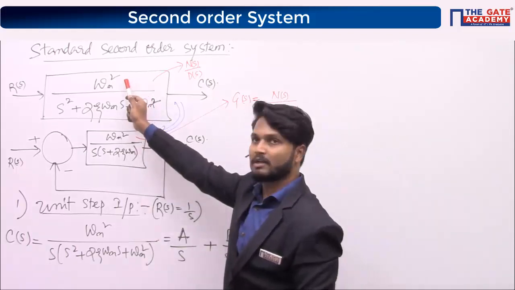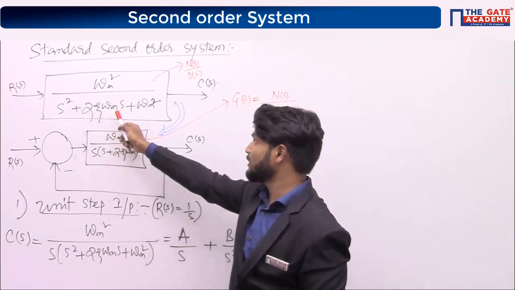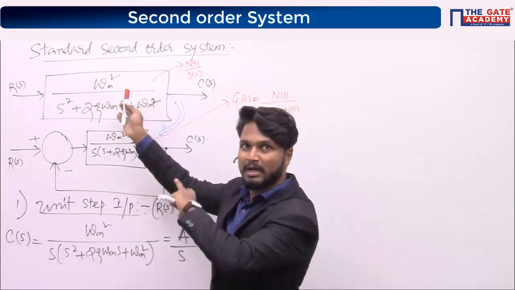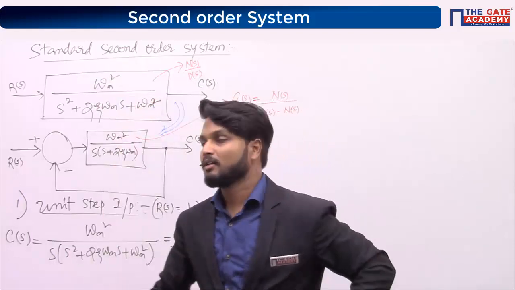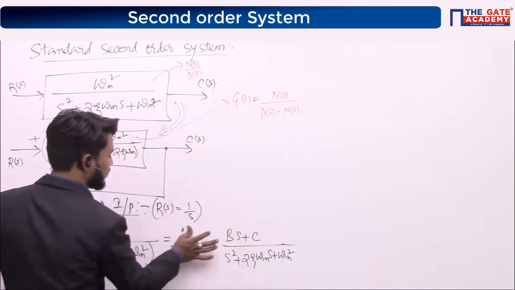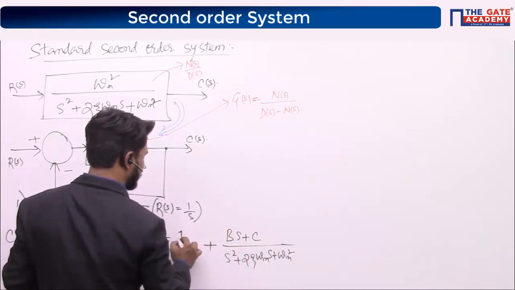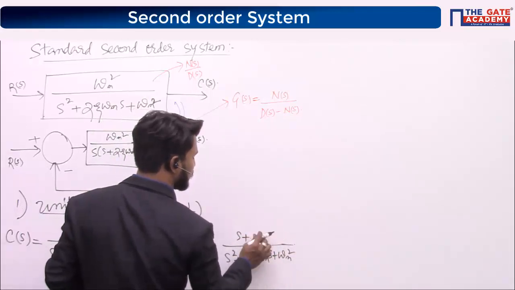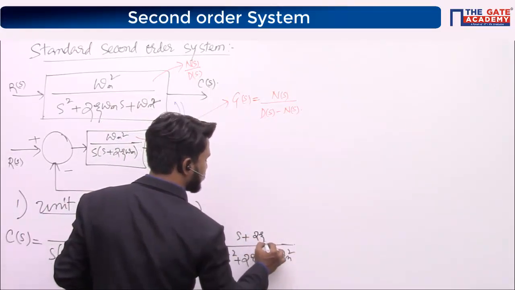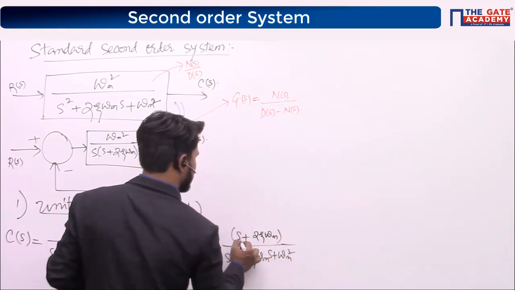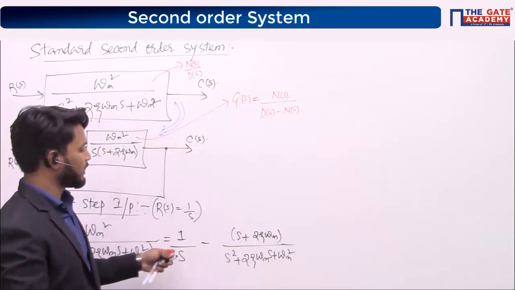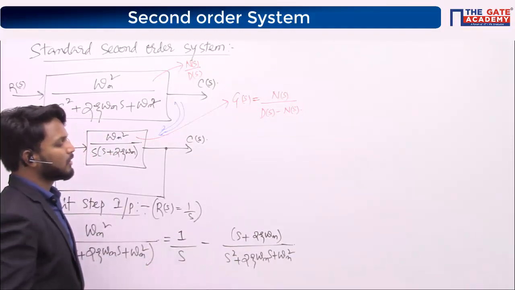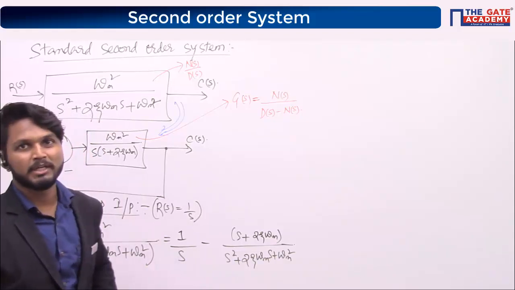Numerator is omega n square and denominator is s square plus 2 zeta omega n into s plus omega n square. So s square plus 2 zeta omega n into s plus omega n square minus omega n square, you will get this. A will be equal to 1, B will be equal to minus 1 and C will be equal to minus 2 zeta omega n. Taking minus 1 common, I'll get 1 by s minus s plus 2 zeta omega n upon s square plus 2 zeta omega n into s plus omega n square.